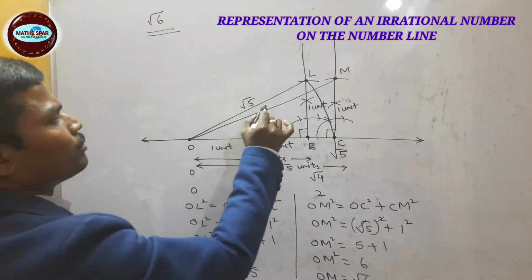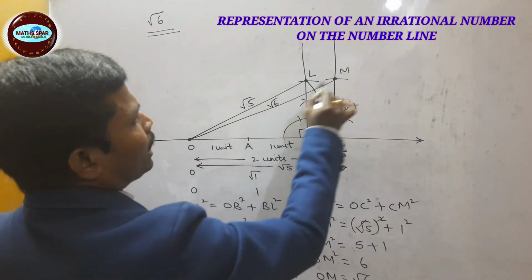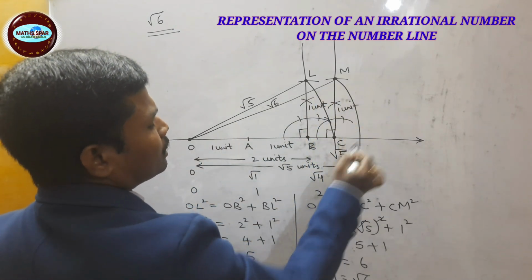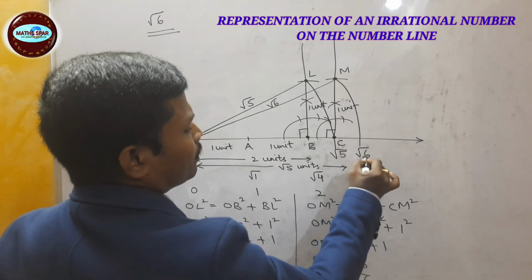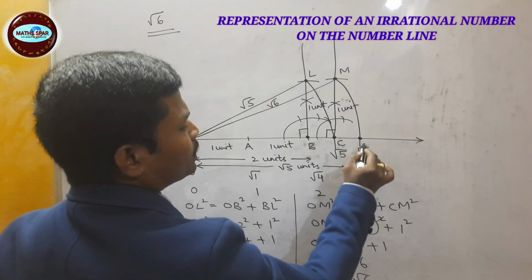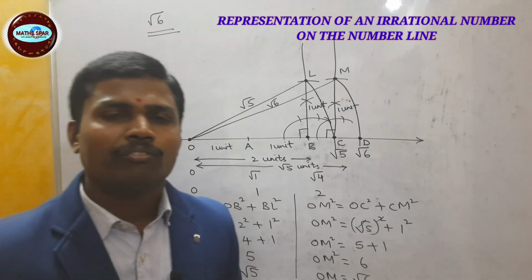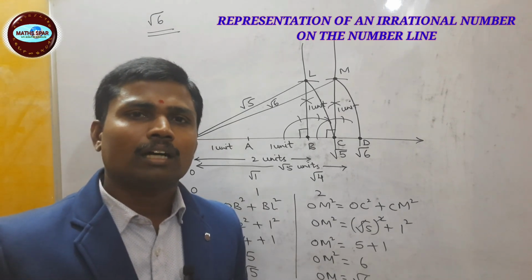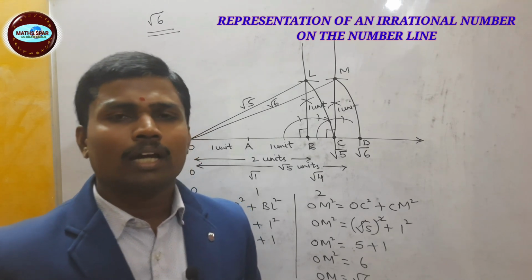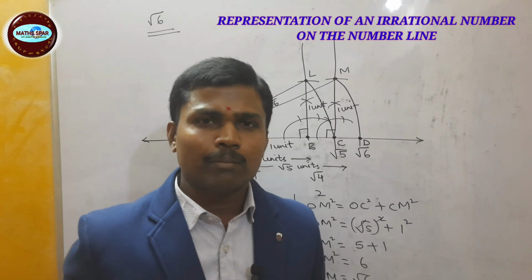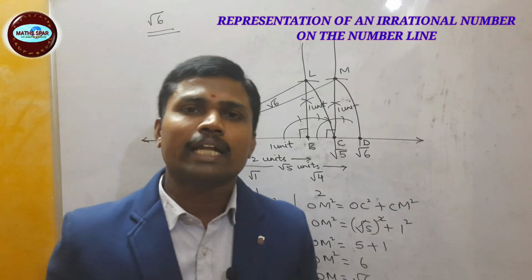Now with O as center and OM as radius, cut an arc on the number line. Then represent this as root 6, mark it as some D. This is how we construct an irrational number on the number line. So any irrational number can be constructed using this procedure on the number line.